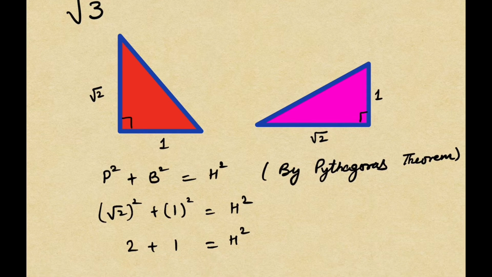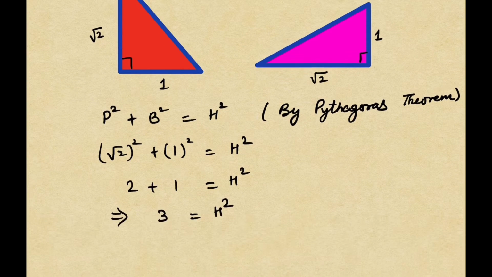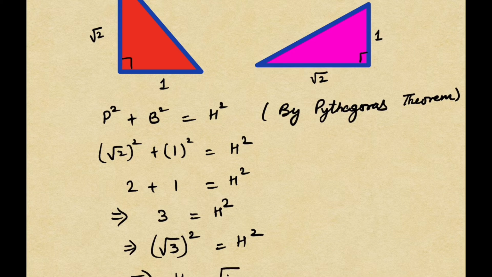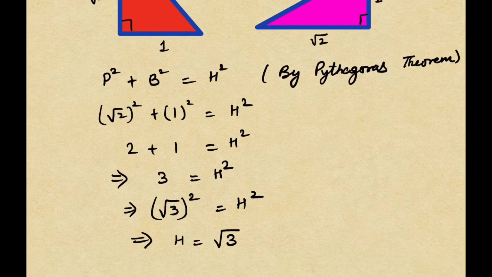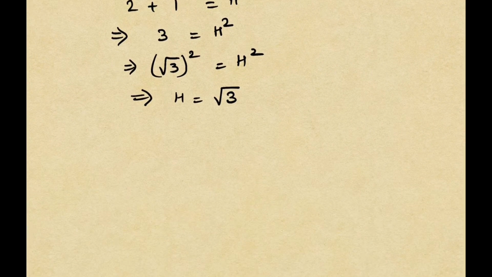When we simplify this, we get that hypotenuse square is equal to 3 and 3 is a square of root 3. That gives us the value of hypotenuse as root 3. So in order to construct root 3, I need root 2 as well. This is known as a double construction because I require root 2 as well as root 3 here.